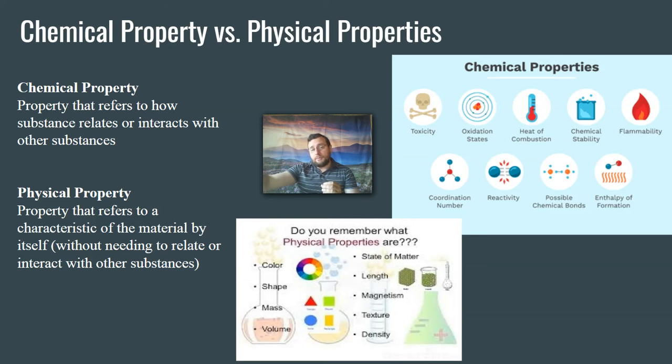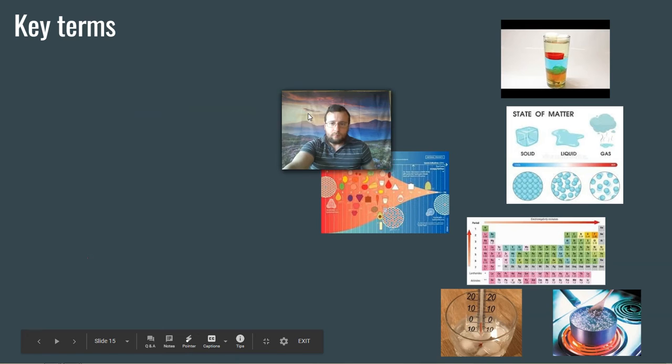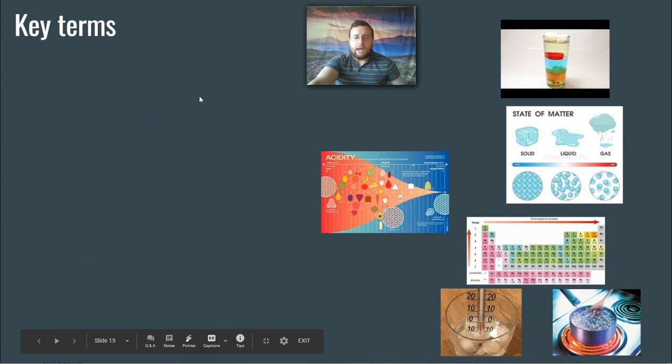But if you need another chemical to react to it in order to investigate those properties, then it's a chemical property. So I think of it as chemical property is how it relates to other chemicals, and then physical property is how it defines itself without the need of other chemicals. All right, so we're going to go over a few now of the next few slides.